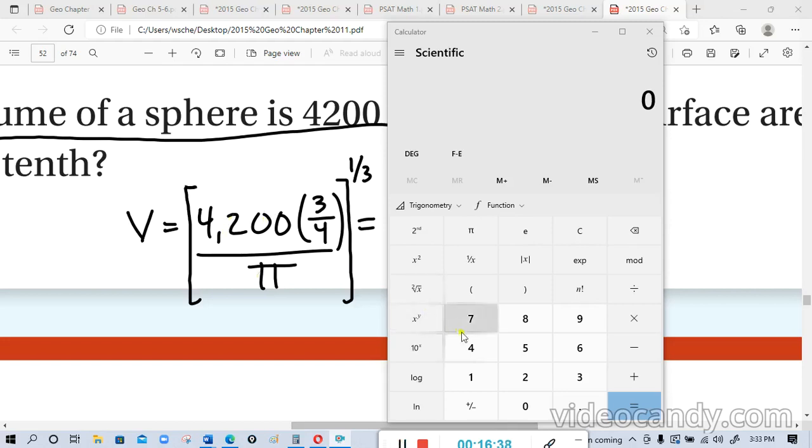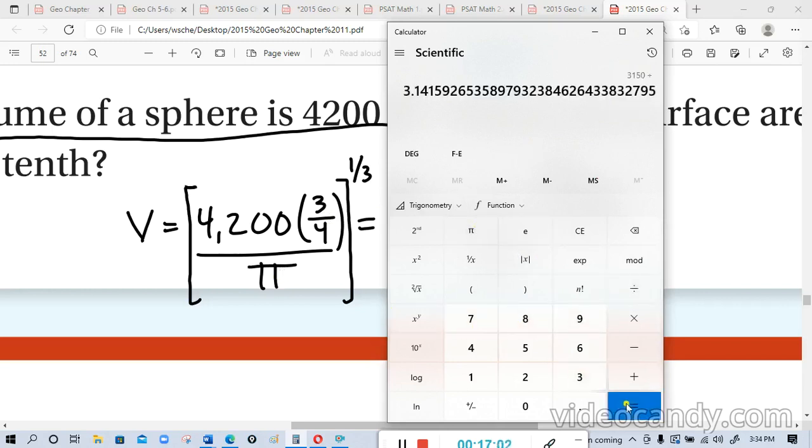We have 4,200 times 3/4. So use parentheses, 3 divided by 4, and close parentheses. Of course, that's just 0.75. Hit equals. That's our numerator, and then I'm going to divide by pi. Divided by pi. Hit equals. That's this mess in the brackets, and now I'm going to raise that to the power of 1/3.